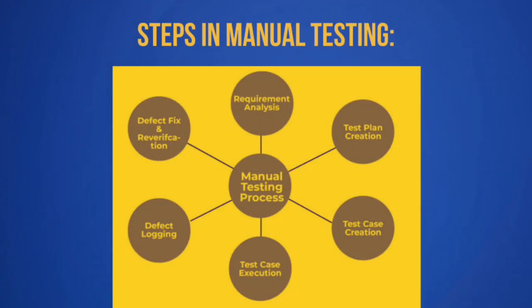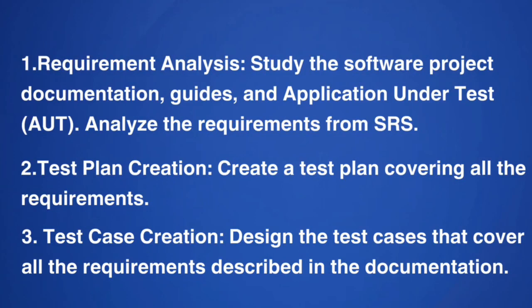Now, we will discuss the steps involved in manual testing. The below diagram lists the steps in the manual testing process. First step is requirement analysis. Study the software project documentation, the application under test. Analyze the requirements from the SRS. The second step is test plan creation. Create a test plan covering all the requirements.